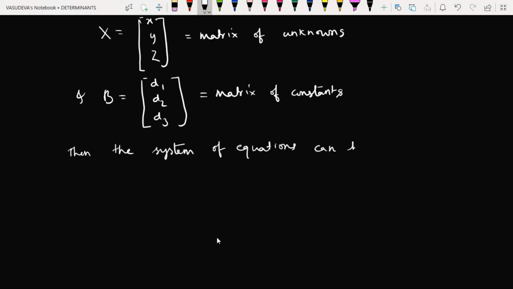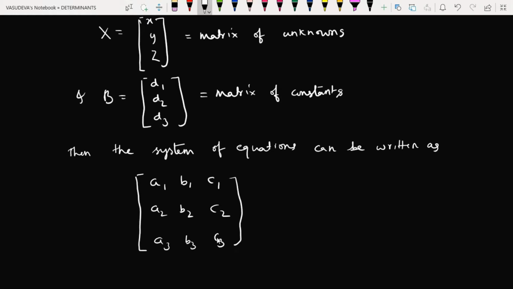Now the system of equations can be written as follows. We can write this simultaneous linear equation using matrix multiplication: the matrix a1 b1 c1, a2 b2 c2, a3 b3 c3 multiplied with the matrix of unknowns x, y, z is equal to the matrix of constants d1, d2, d3.